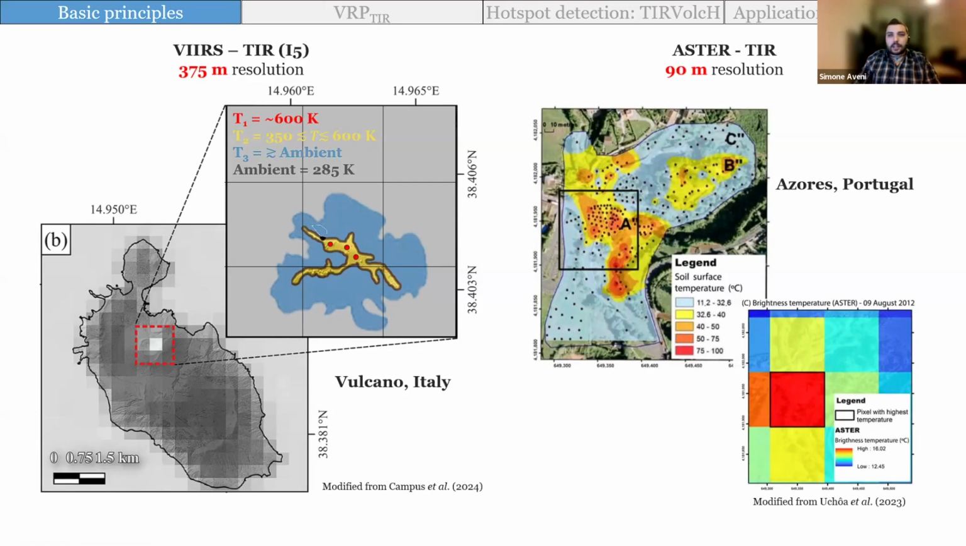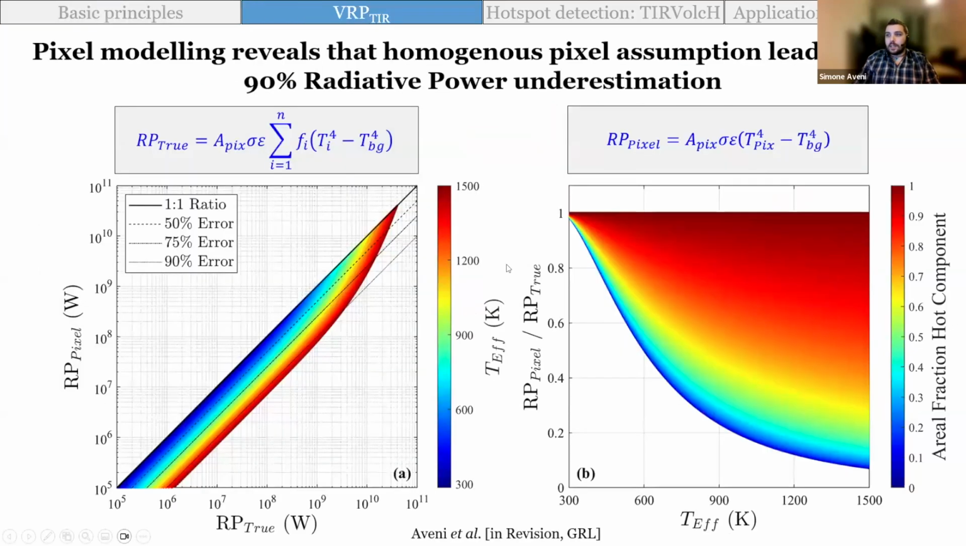So the next question is, what happens if we keep assuming the temperature is homogeneous? By doing some modeling, this is what happens. If we keep saying that the temperature is homogeneous at a pixel scale, we end up underestimating the radiative power emissions by more than 90% if we only get a small portion of the pixel contaminated by something relatively hot.